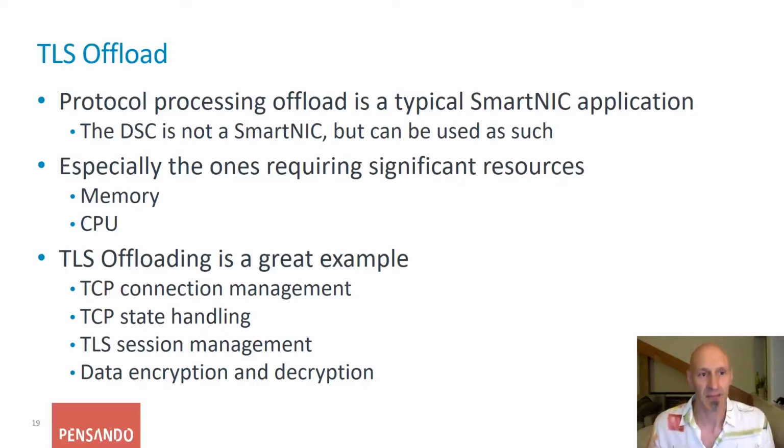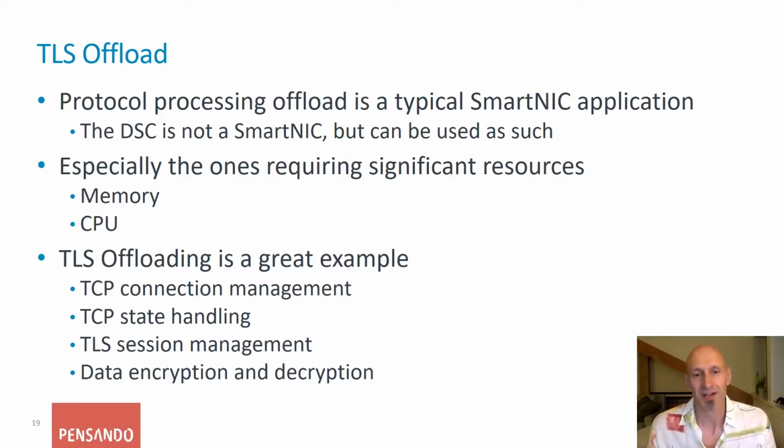Let's take as an example TLS offload, transport layer security offload. And this is a typical offload in a SmartNIC, right? We want to offload in a SmartNIC protocol processing that is particularly resource intensive. And although the DSC, the distributed service card, is not just a SmartNIC, it can be used as such because it is connected to the PCIe bus and it has Ethernet interfaces.